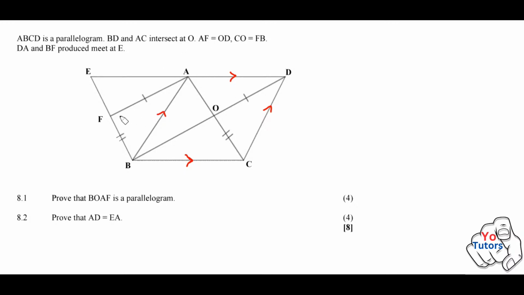AF is equal to OD, then CO is equal to FB. DA and BF are produced to meet at E. So, no problem about that. Now, prove that BOAF is a parallelogram. That's what we need to know.